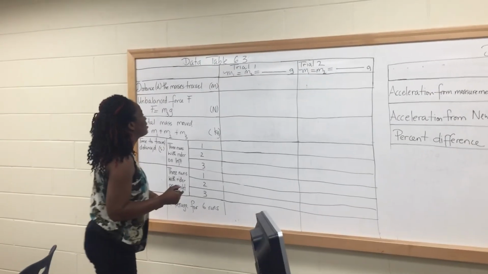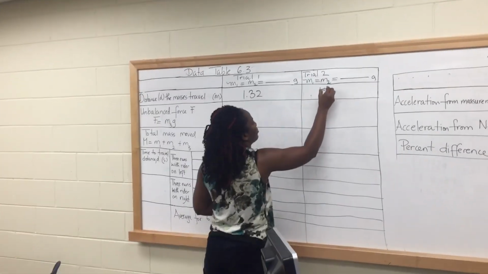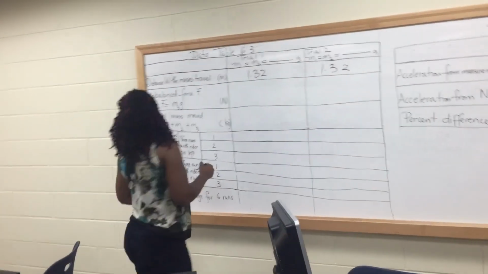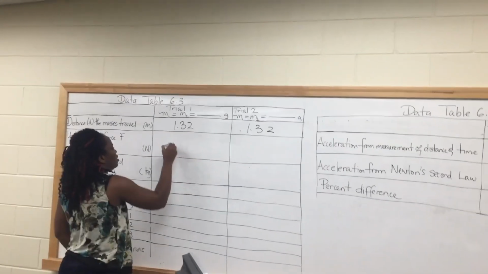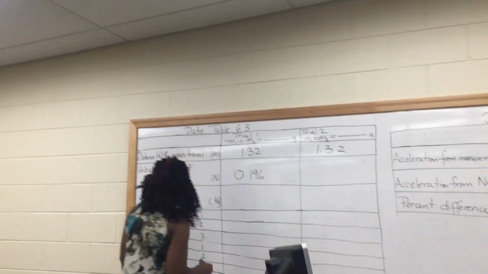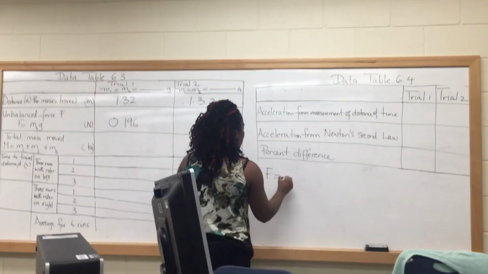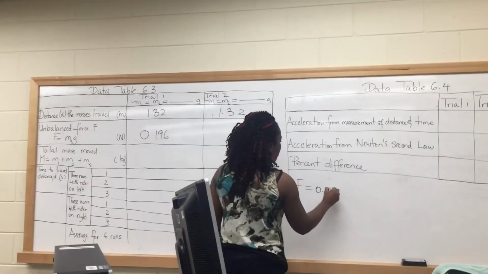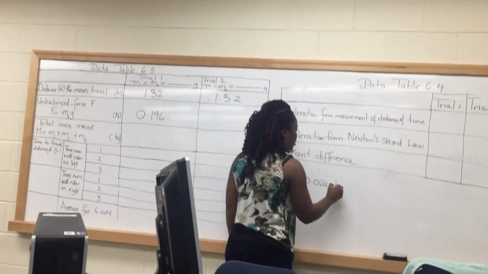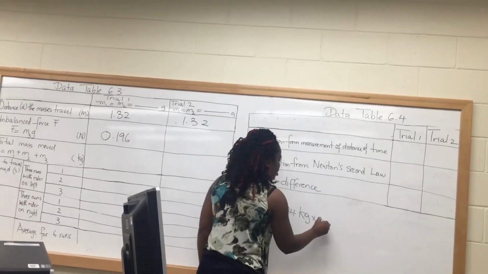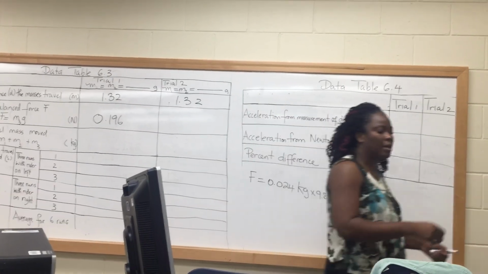The distance the masses are going to travel is the same as before, 1.32 meters, and the unbalanced force for the first trial will be the same as before. It's going to be 0.196. But for the second trial, the unbalanced force is going to be different because now the unbalanced force will be 0.024 kilograms times acceleration due to gravity. So we will have to calculate this new value.